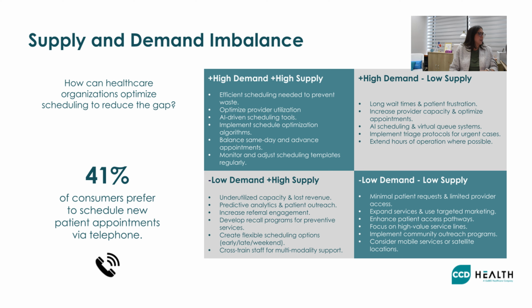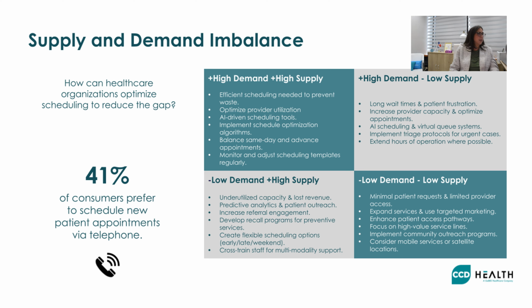There are two more quadrants we're going to talk about, and the next one is low demand and high supply. Underutilized capacity, lost revenue, waste of resources, and potential for staff layoff usually occurs here. So utilizing any type of predictive analytics and patient outreach to forecast this demand and proactively adjust will strengthen your referral networks in this quadrant.